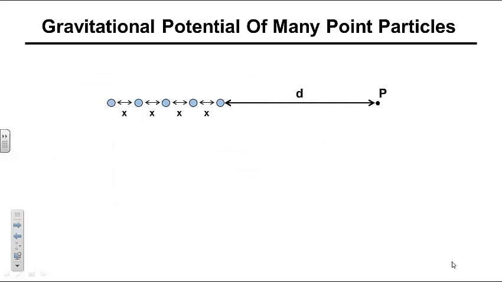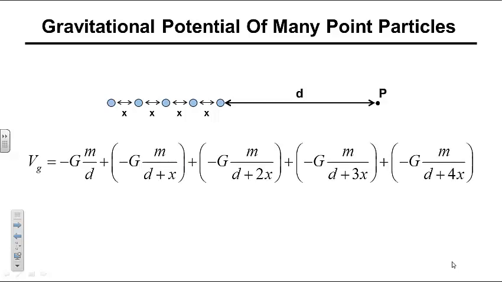For systems consisting of a large number of point particles, the gravitational potential is the linear summation of the contributions from the gravitational potentials of each of the point particles in the system. We can write this summation in a simpler form using the summation symbol and an index variable, in this case the variable i, which denotes each particle in the system.